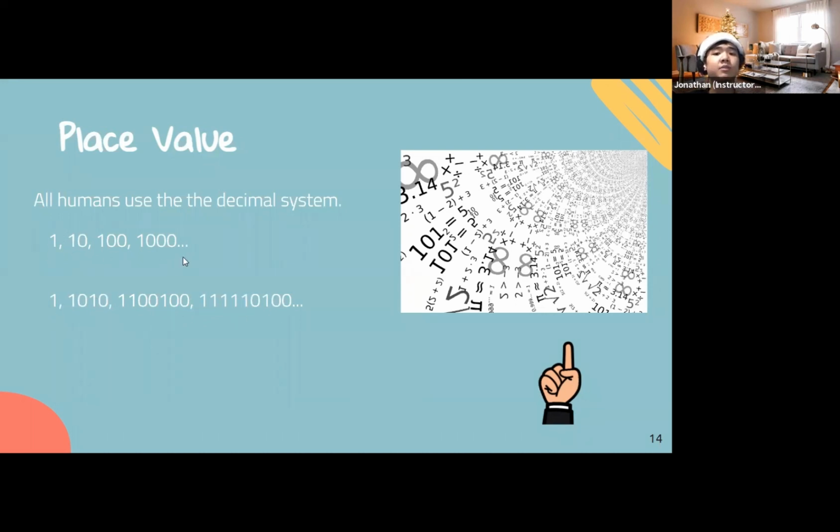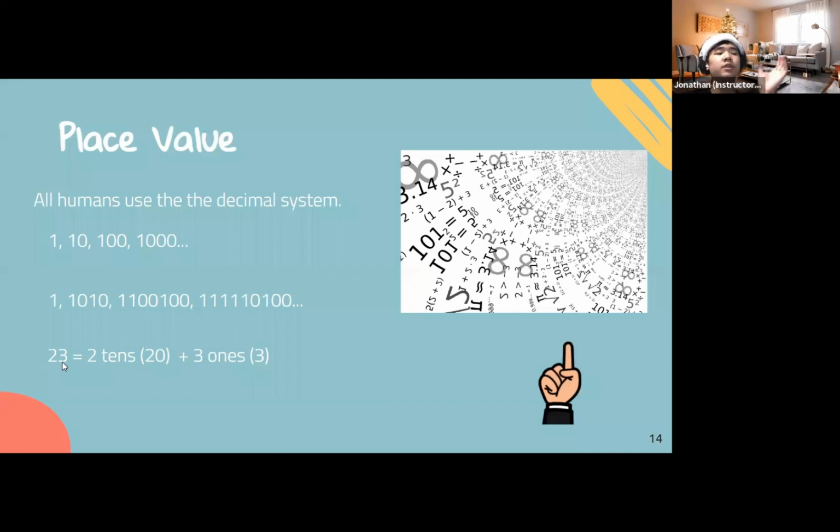Humans use the decimal system, which is up here, to count from 1 to 10. And computers use binary, which counts from 1 to 10. I don't know if you believe it or not, but this is the number 10 in binary. This is the number 100 in binary, and this is the number 1,000 in binary. Pretty neat. And we can use this knowledge of the decimal system to come up with place value.